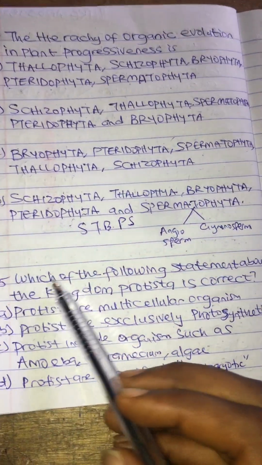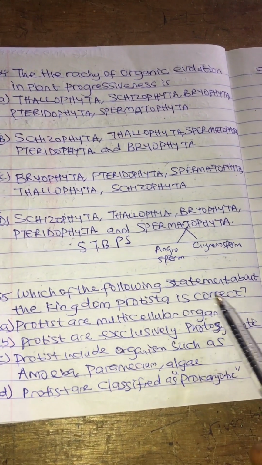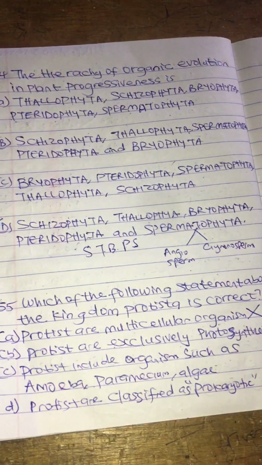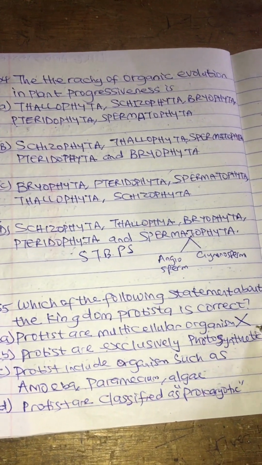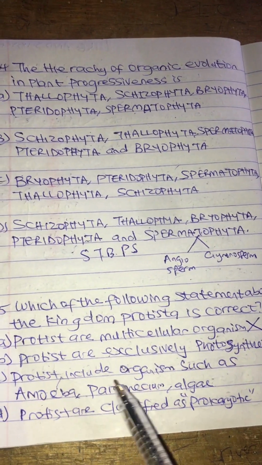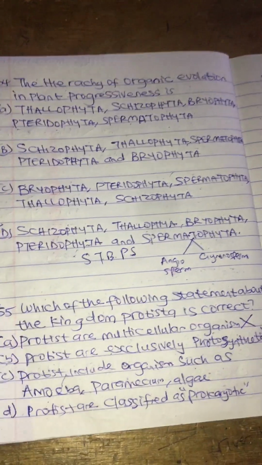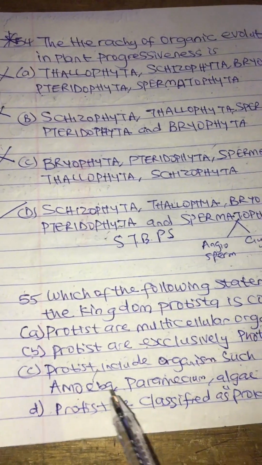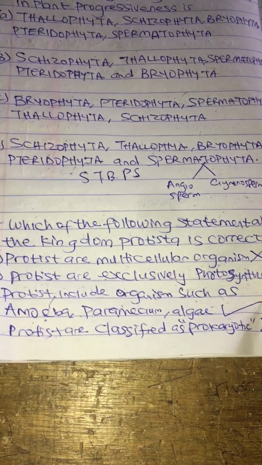Question 55. Which of the following statements about the kingdom Protista is correct? Protists are multicellular organisms? No. Protists are unicellular. Protists are exclusively photosynthetic? No. Protists include organisms such as amoeba, paramecium, algae. The protists are classified as prokaryotic? No. Since protists are unicellular organisms and amoeba, paramecium, and algae are unicellular organisms, it makes this the correct answer.